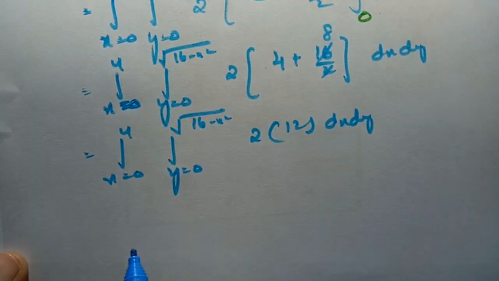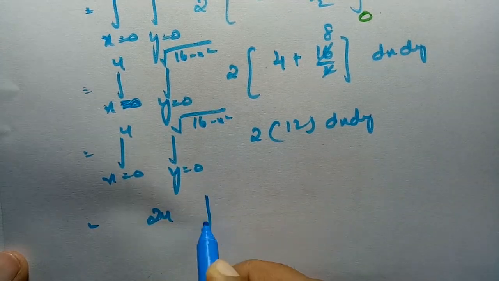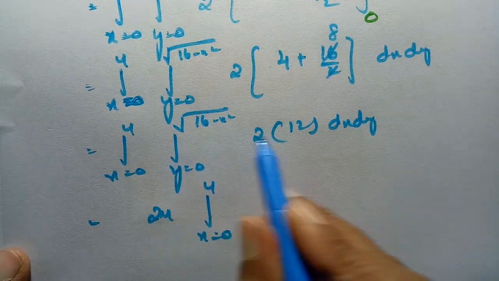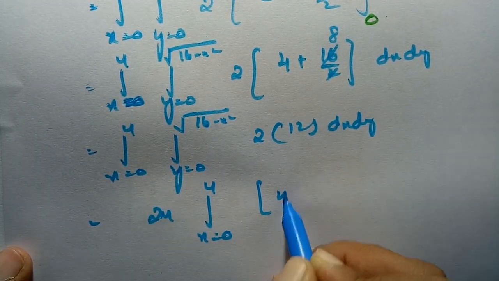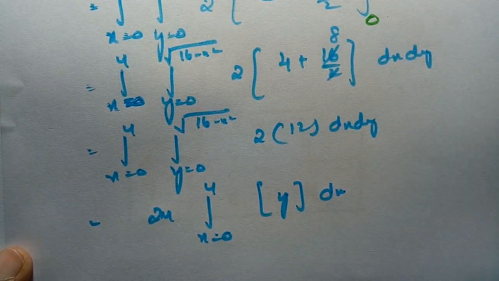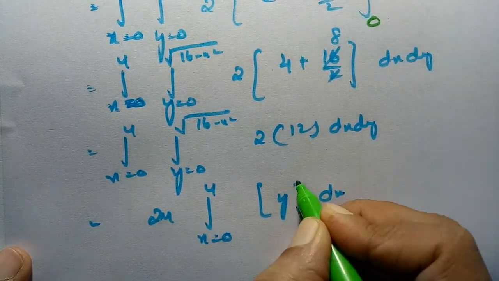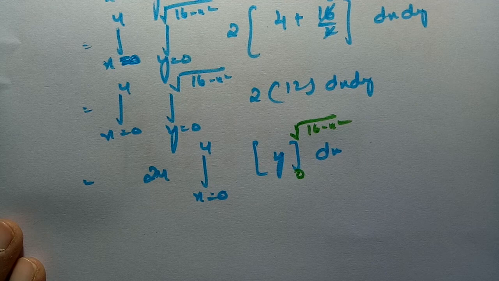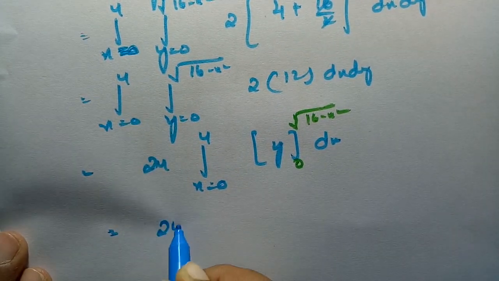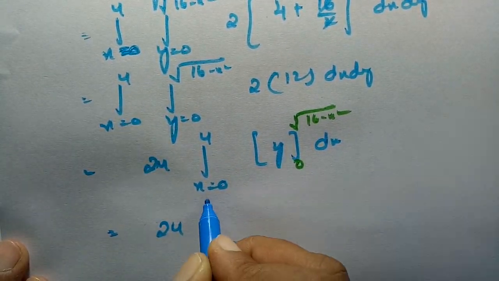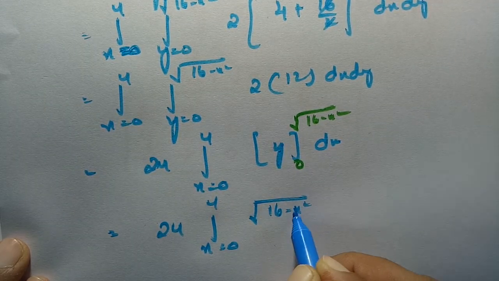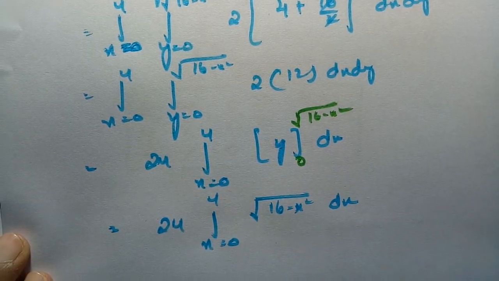2 times 8 is 16, so this will be 24 times... if I keep 24 out and integrate with respect to y, then the integral of dy is nothing but y, dx, between the limits 0 to root over 16 minus x square. So if I substitute that, 24 times the integral of x from 0 to 4, in place of y, if I substitute the limit here, root over 16 minus x square, dx.